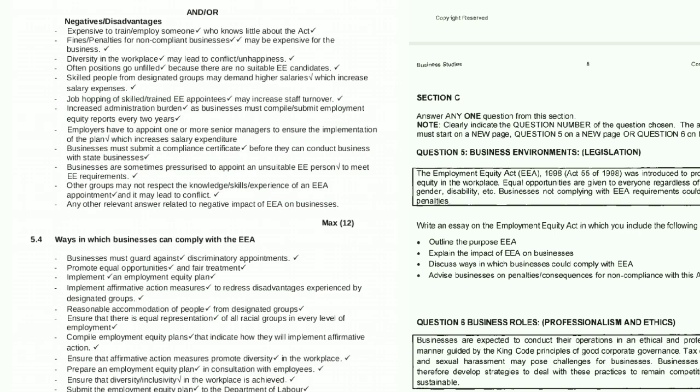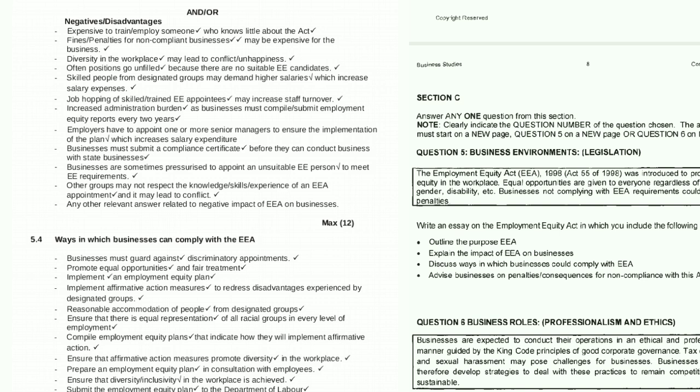We are going to the disadvantages now. It's expensive to train or employ someone, guys, who knows little about the act. Fines or penalties for non-compliant businesses may be expensive for the business. Diversity in the workplace may lead to conflict. Often positions go unfilled because there are no suitable EE candidates.